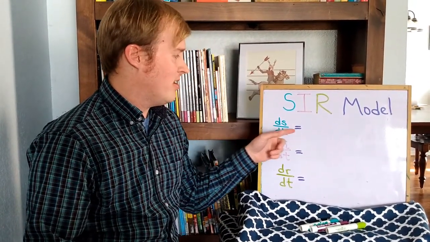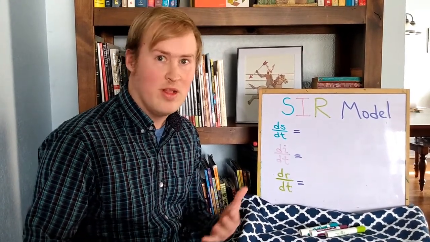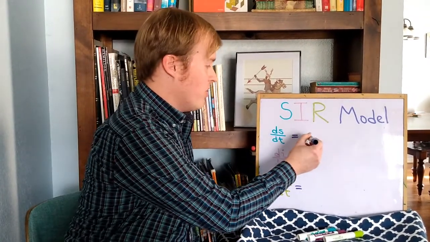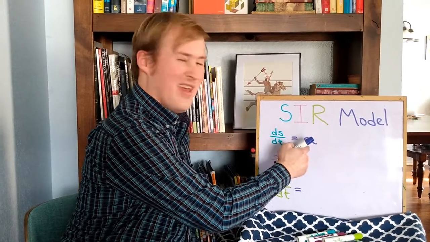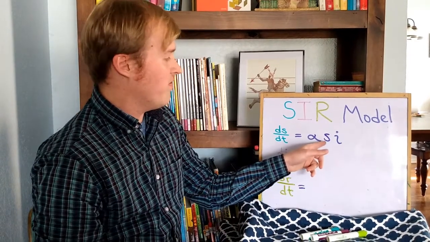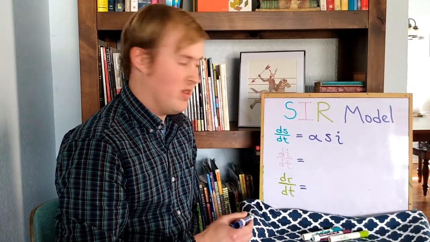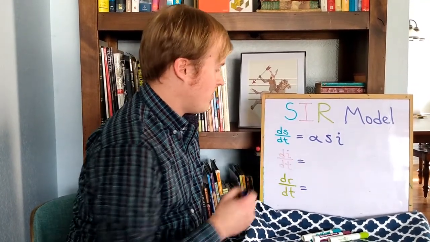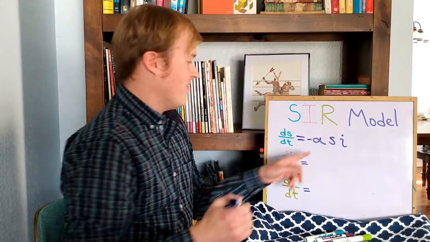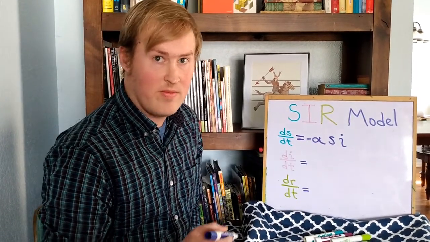Now dS/dt is assumed to be proportional to the number of contacts between susceptible and infected individuals. So we write that dS/dt equals some proportionality constant, I'll say alpha, times S times I. So it's proportional to both the number of susceptible and infected people. For dS/dt, there should be a negative sign in front of that because it's going down as the susceptible people become infected.